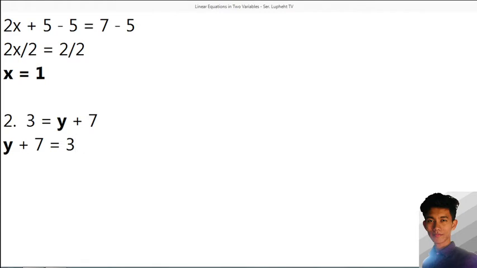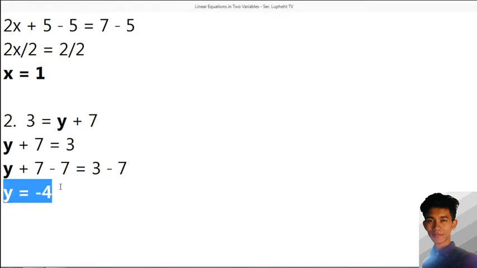So, what we will have next is y. Maiiwan siya dito. Okay? Now, para mawala yung 7, we have to subtract 7 from both sides. Yan. And then 3 minus 7. Okay? So, after this, magiging y na lang yan. 7 minus 7 is 0. So, y is equal to 3 minus 7, which is negative 4. Okay? So, the solution is negative 4.